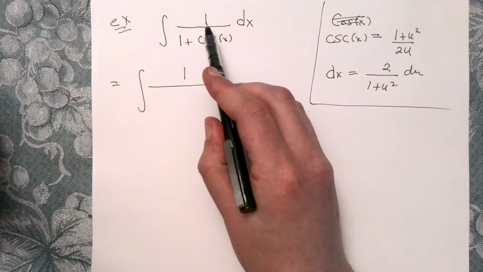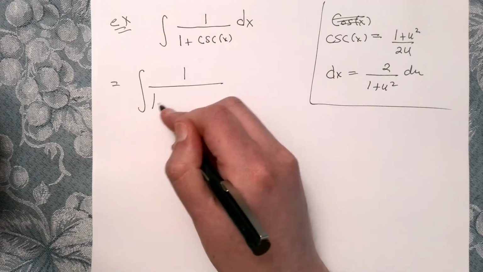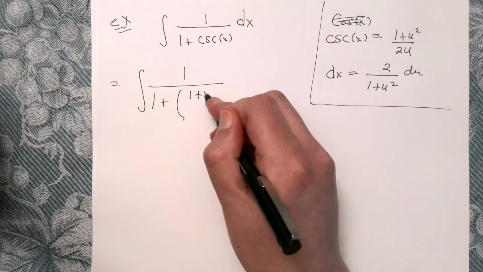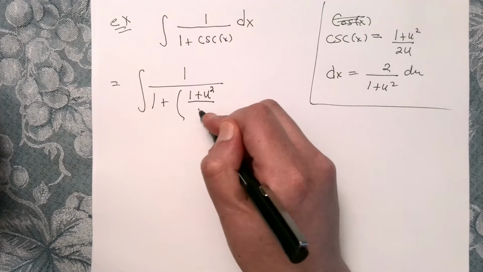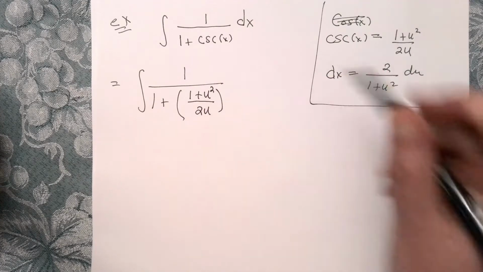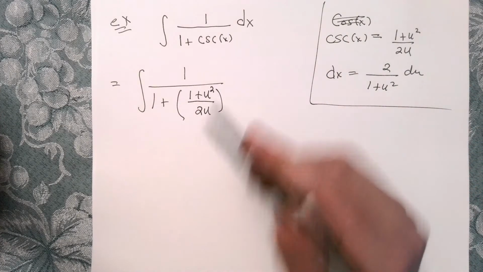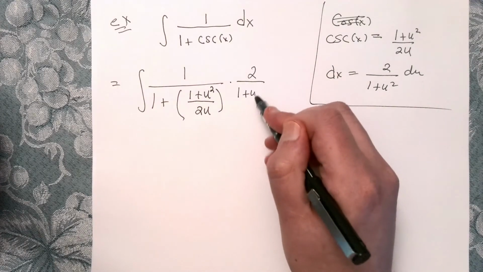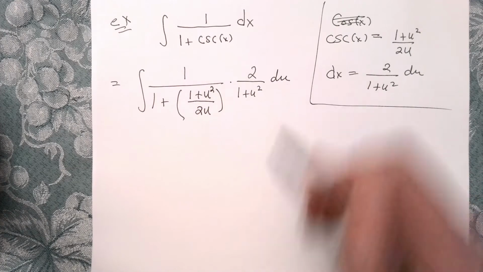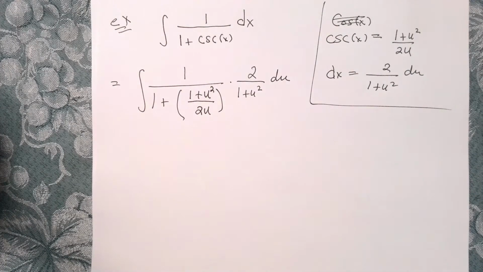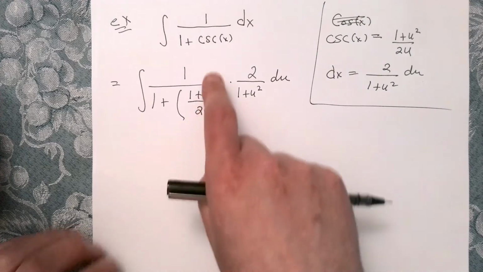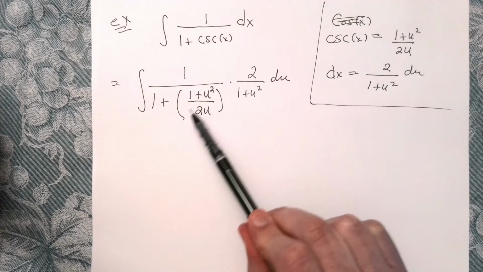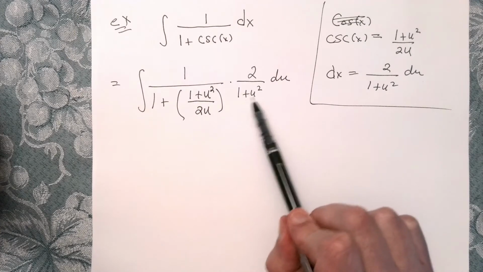Okay, so inside my integral, I've got 1 over 1 plus, so I've got my cosecant here. So my cosecant is 1 plus u squared over 2u. And then replacing dx gives me the following. So I've got this 2 over 1 plus u squared du. And just like before, I'm not so thrilled about the complex fractions. So let's multiply the top and the bottom by 2u to get rid of this, and then we'll deal with that a little bit later.